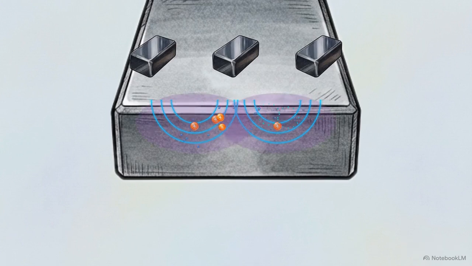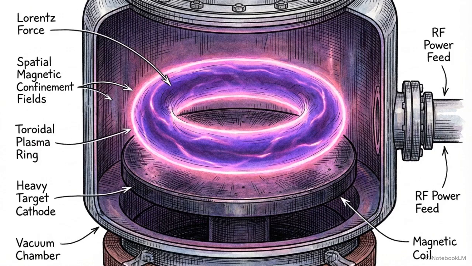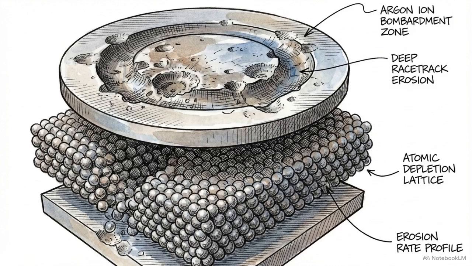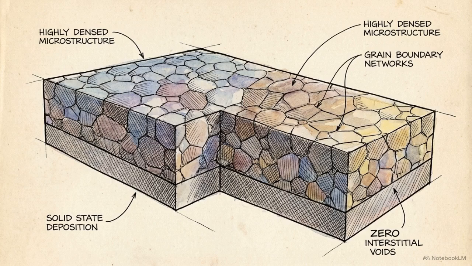By trapping electrons in this localized region, the probability that they will collide with neutral argon atoms increases exponentially. This creates a highly dense, localized plasma, exactly where the sputtering action needs to occur. The resulting increase in argon ion bombardment dramatically raises the target erosion rate. It allows the system to operate at much lower chamber pressures while producing a significantly denser film microstructure.